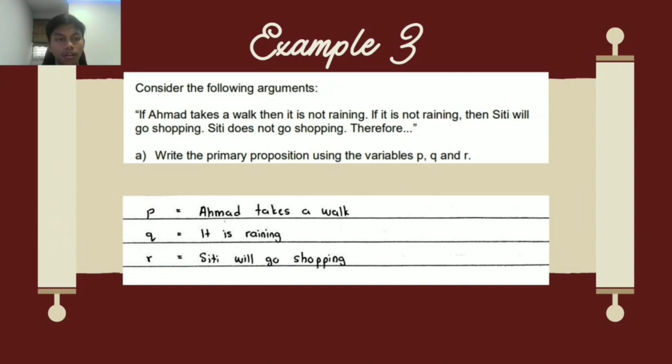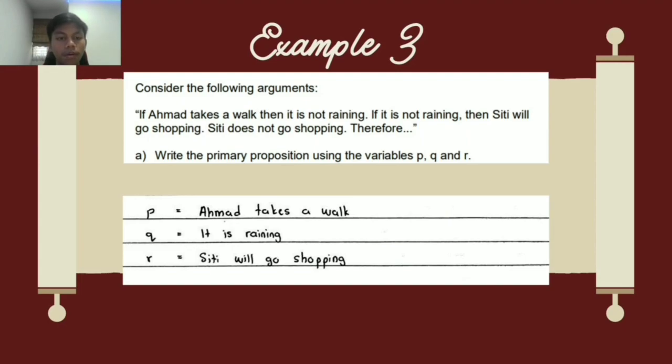Example 3. We are given an argument without a conclusion, so I think we will have to find it. Consider the following arguments. If Ahmad takes a walk, then it is not raining. If it is not raining, then Siti will go shopping. Siti does not go shopping. Therefore... The first question is: write the primary propositions using the variables P, Q, and R.